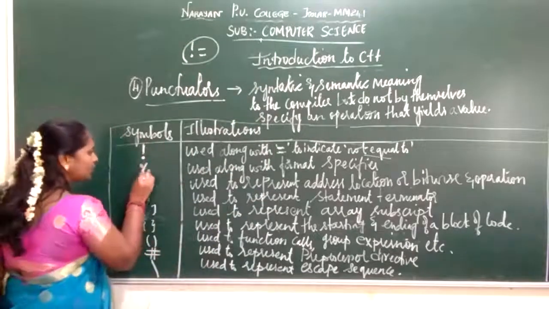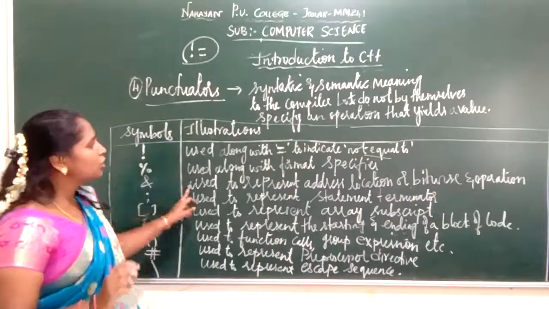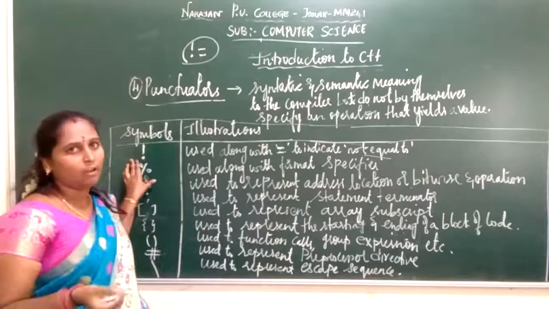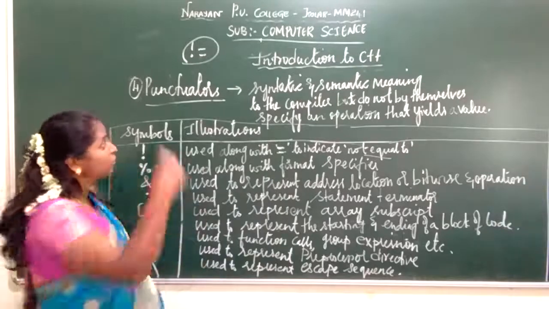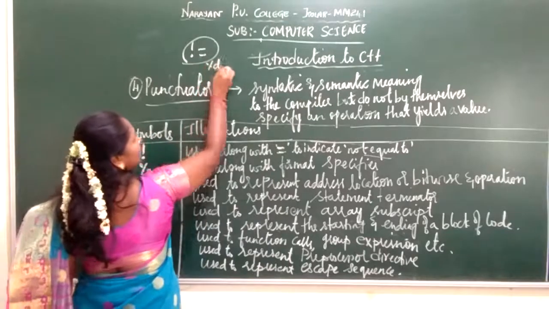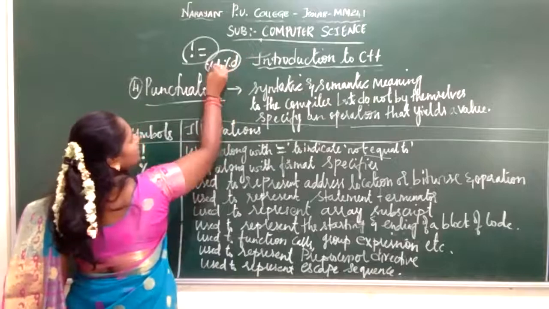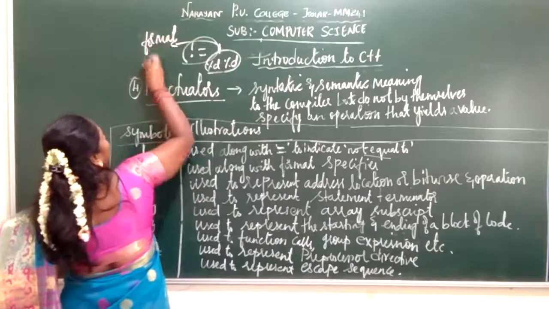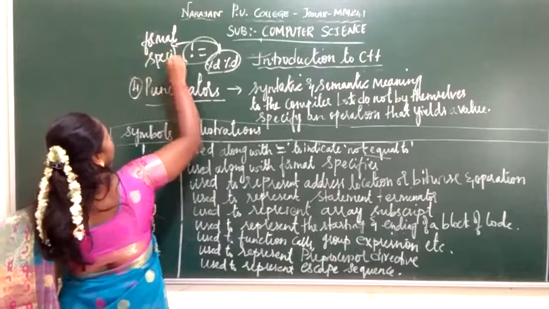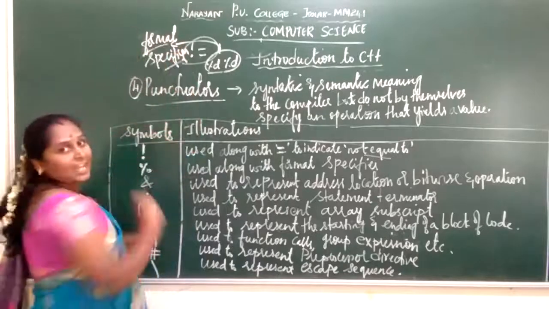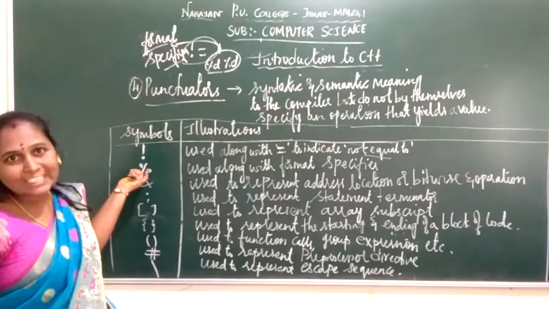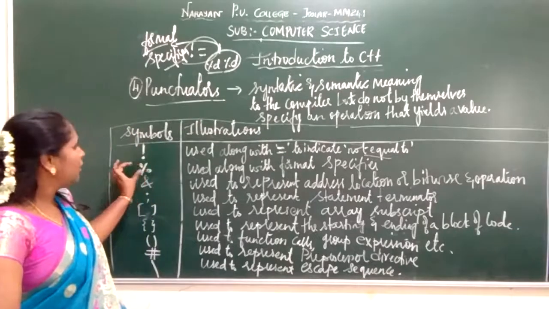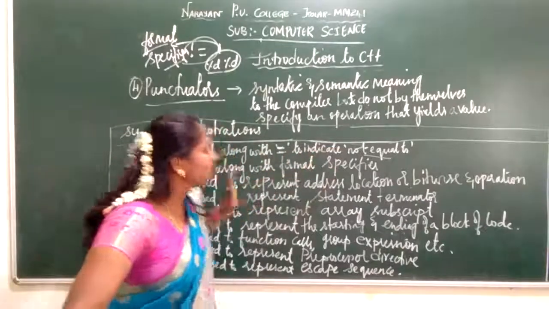Second one, the modulus, which is also used along with your format specifier. In C++ and C programming, when you use %d, we call it the format specifier. If you want to perform an arithmetic operation, you can use this particular symbol. But in programming concepts, it is used along with the format specifier.